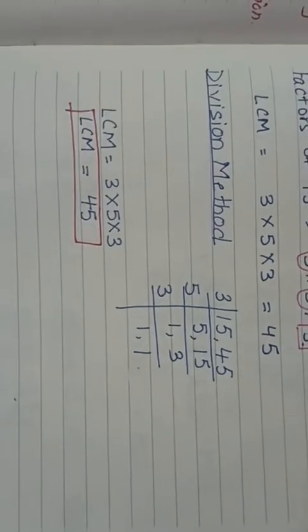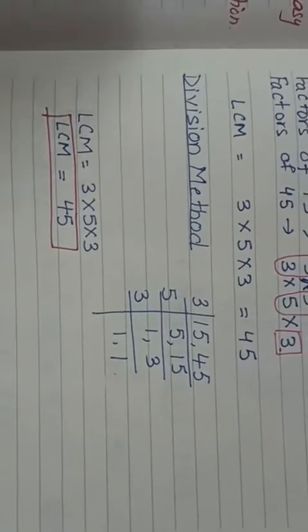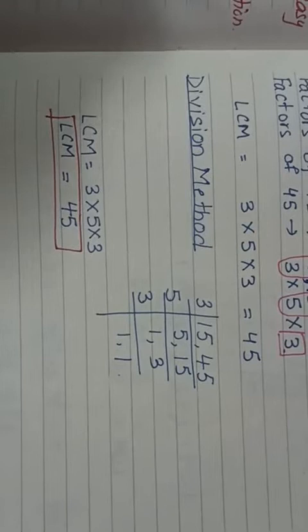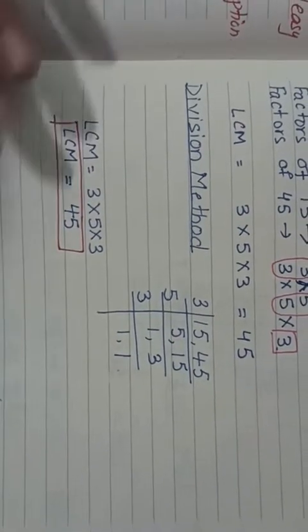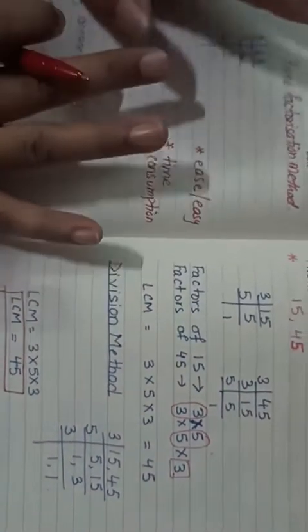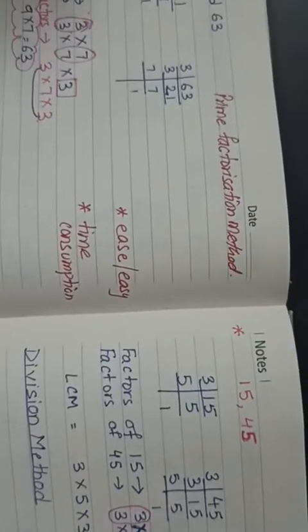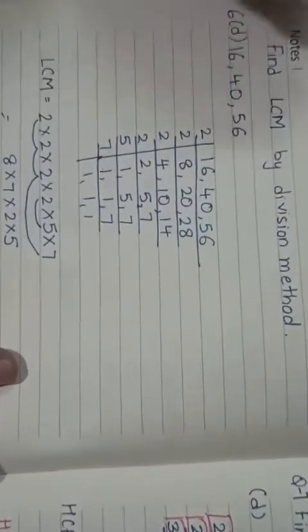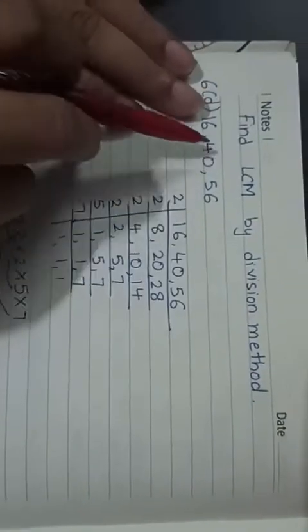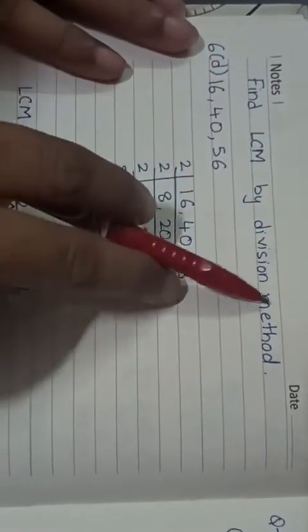So by now you must have decided which one is your favorite method. So till this you'll be doing all the questions as classwork, and let's proceed with the next question. Now I'll be following the questions. This is find LCM by division method.